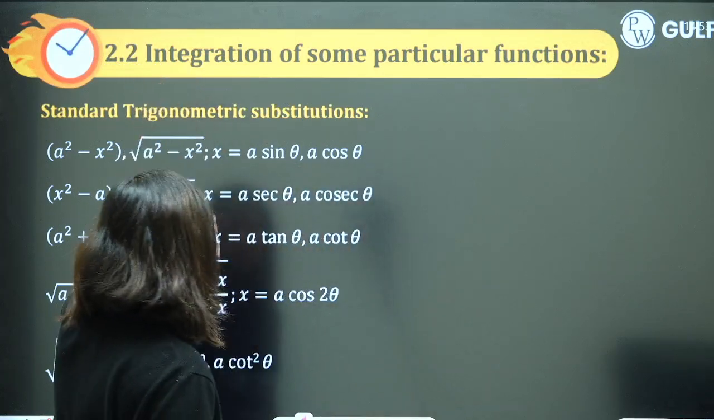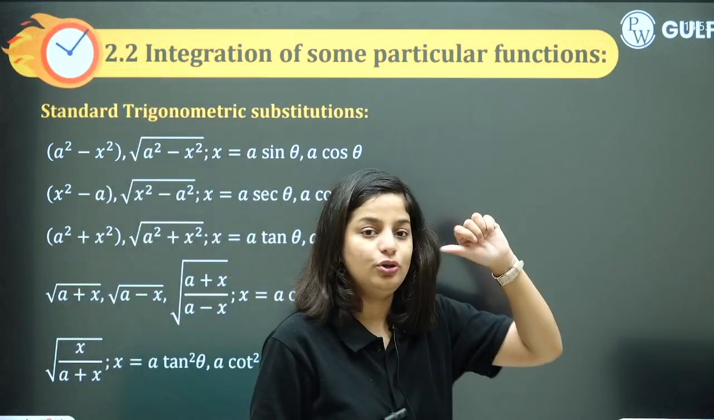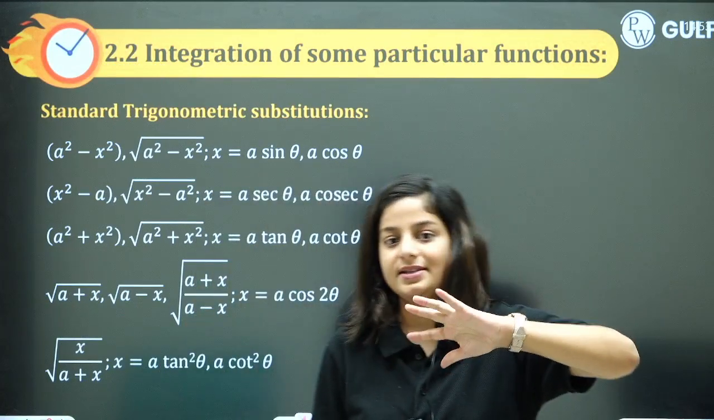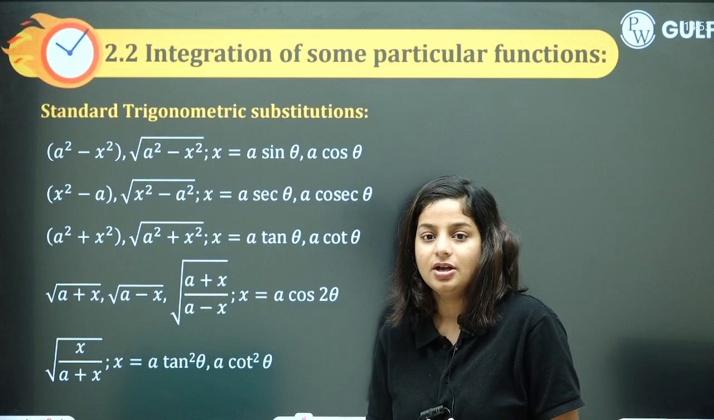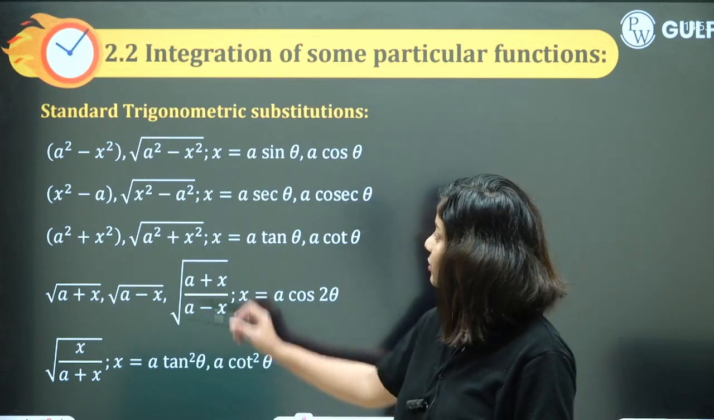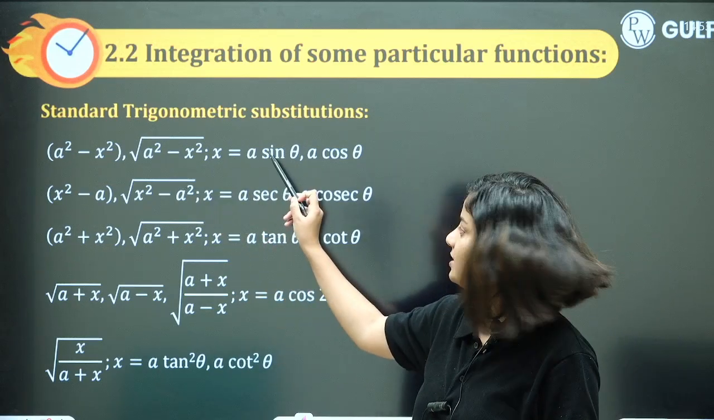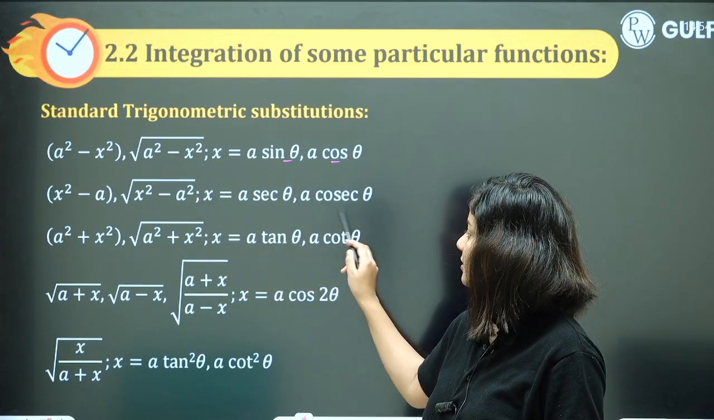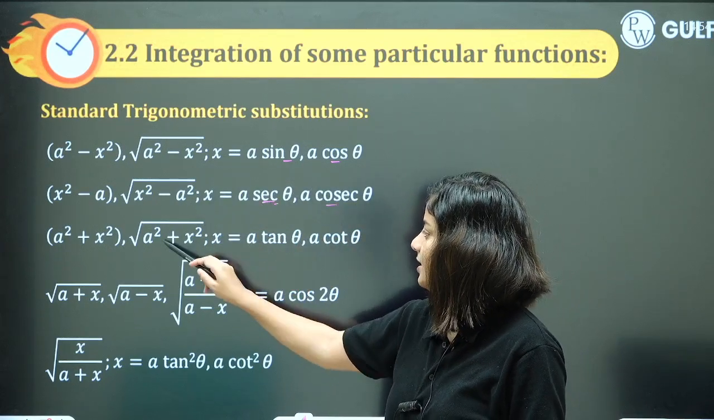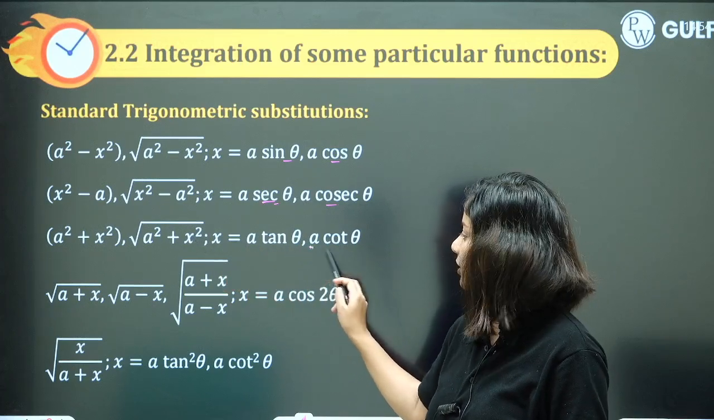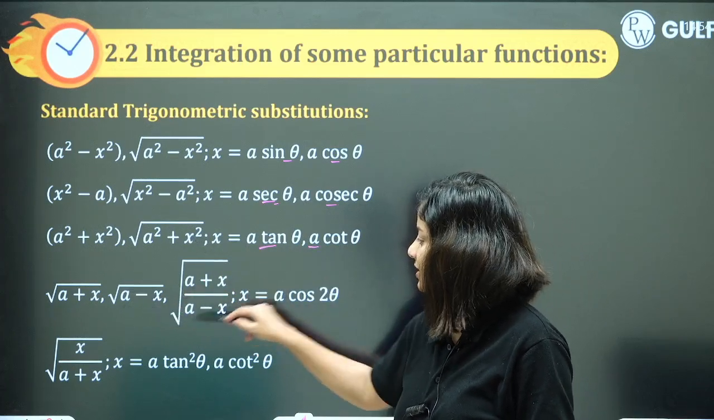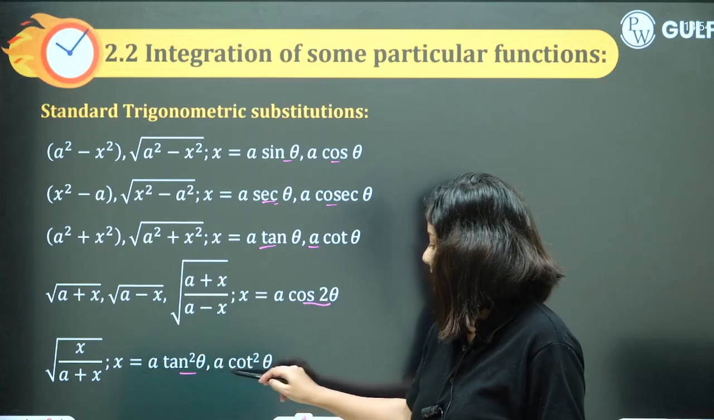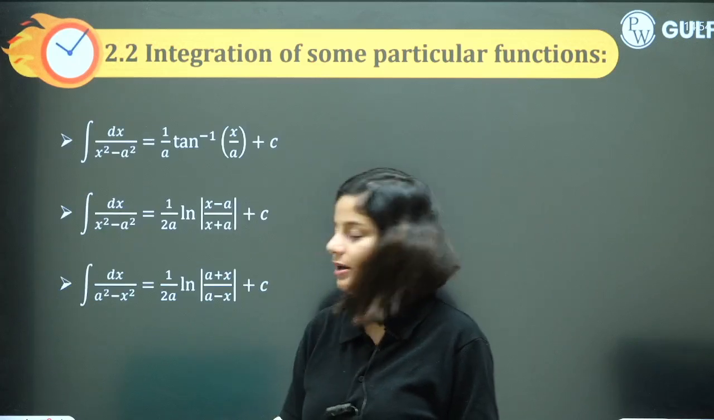Next is this substitution chart, which you have seen in the ITF chapter. You have seen it in continuity and differentiability, and you see it once again here in integration. You have seen it in application of derivative also. Whenever it's a square minus x square, substitution most likely is sine and cos. X square minus a square, cosec and sec. Plus, if there is a plus, tan and cot. And if there is such kind of a thing, then double angle, right? Tan square, cot square. Remember this, it will help you in solving questions.